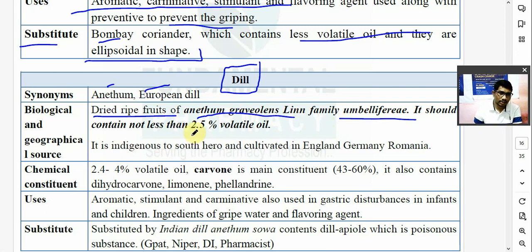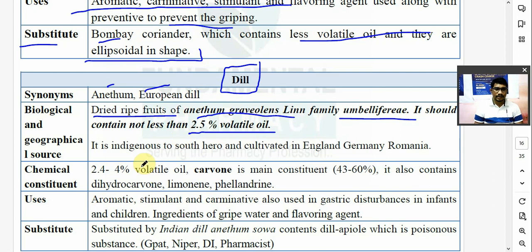Dill, in Marathi we call it shepu, the shepu vegetable. If you eat the shepu vegetable with chapati, you get belching. Are you getting my voice? Dill means shepu, and it is a dried fruit of Anethum graveolens, family Umbelliferae. It should contain not less than 2.5% of volatile oil.